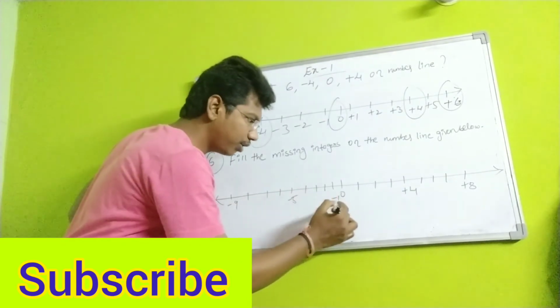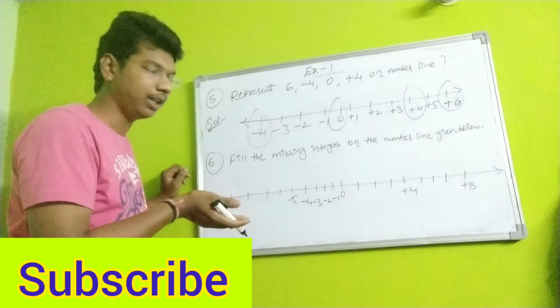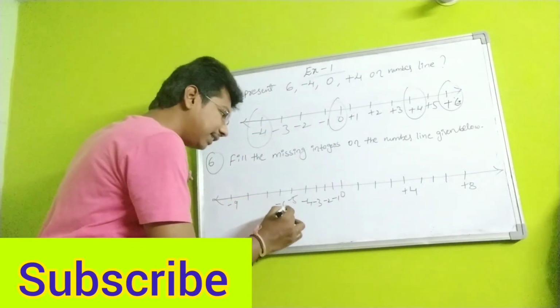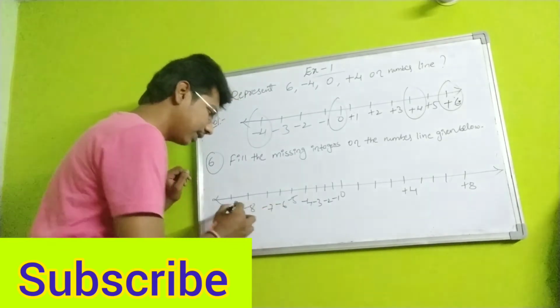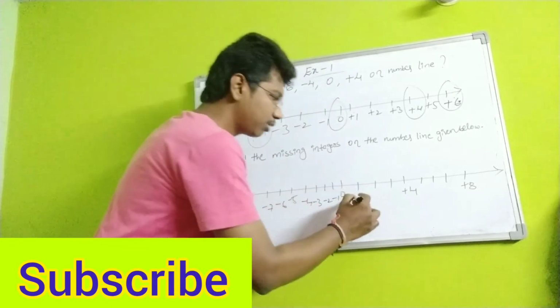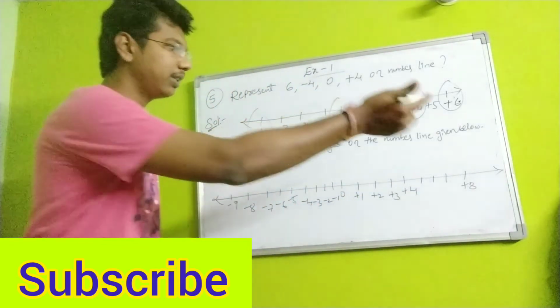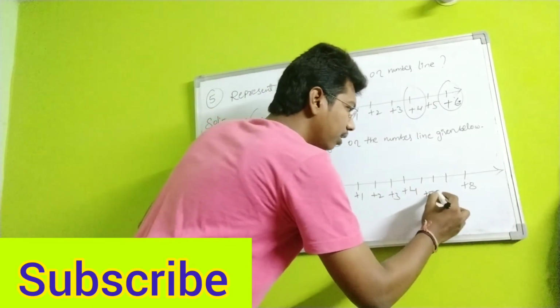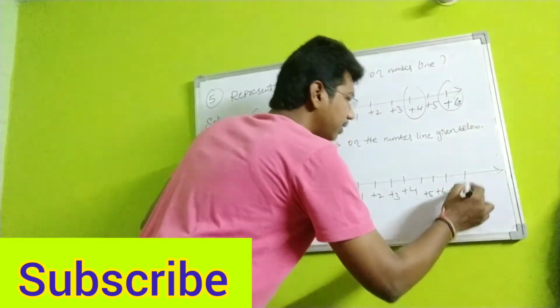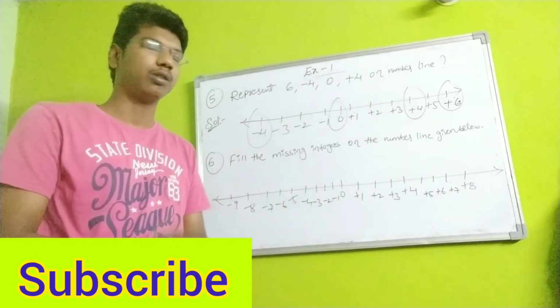Right. Take minus 1, minus 2, minus 3, minus 4. Minus 5 is given in the question itself. After minus 5 come minus 6, minus 7, minus 8. Okay. Minus 9 is given in the question itself. Right, now take the right side: plus 1, plus 2, plus 3, and plus 4 is there in the question. Next, coming to plus 5, plus 6, plus 7, and plus 8 is there in the question. This is filling the missing numbers on the number line.